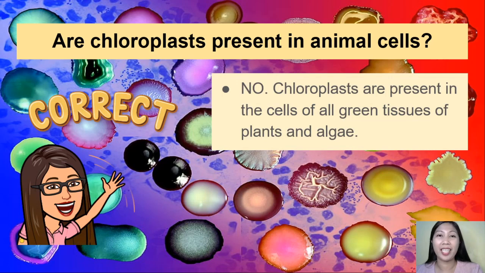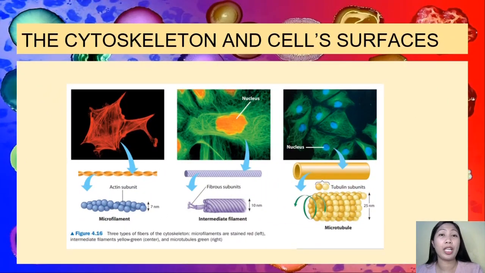You're correct! It's a no! Chloroplasts are present in the cells of all green tissues of plants and algae. Other cell structures include the cytoskeleton and cell surfaces.